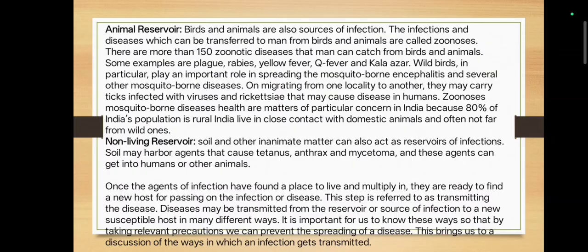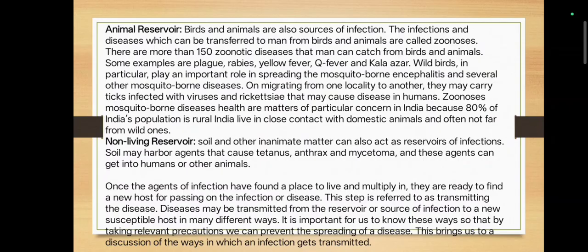Animal reservoir. Birds and animals are also sources of infection. The infections and diseases which can be transferred to men from birds and animals are called zoonoses. There are more than 150 zoonotic diseases that man can catch from birds and animals. Some examples are plague, rabies, yellow fever, Q fever, and kala-azar. Wild birds in particular play an important role in spreading mosquito-borne encephalitis and several other mosquito-borne diseases. On migrating from one locality to another, they may carry ticks infected with viruses and rickettsia that may cause diseases in humans.